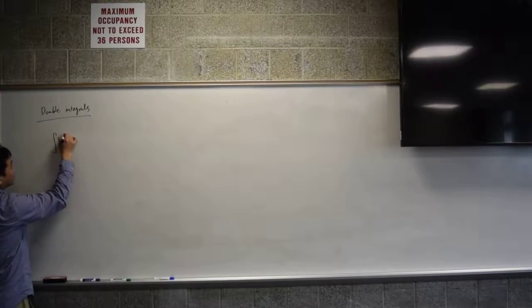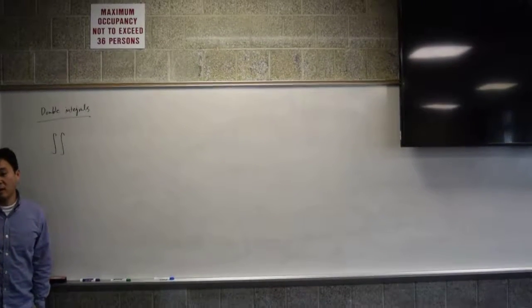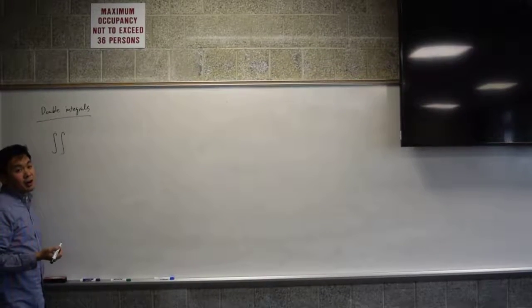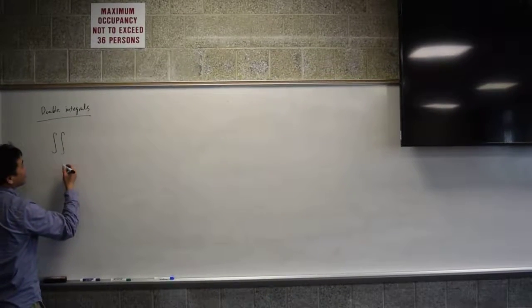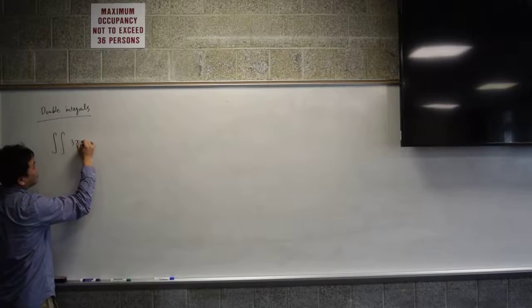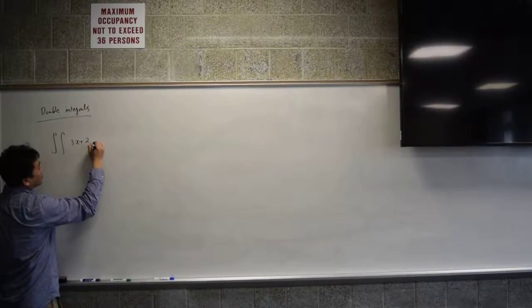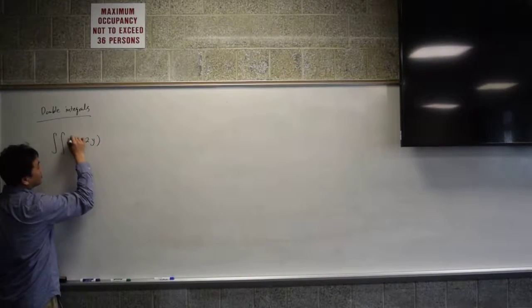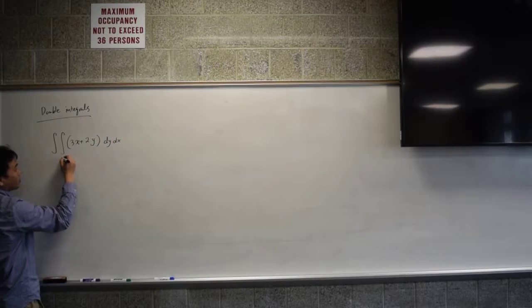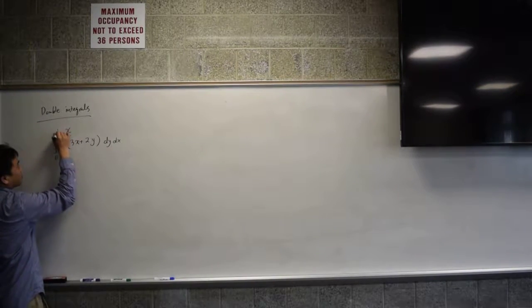Okay, let me show you what a double integral is, and I'll also explain how to compute it, and afterwards I'll try to explain what it means. So let's say we have 3x plus 2y, and you have dy dx, with 0 to x and 0 to 1.